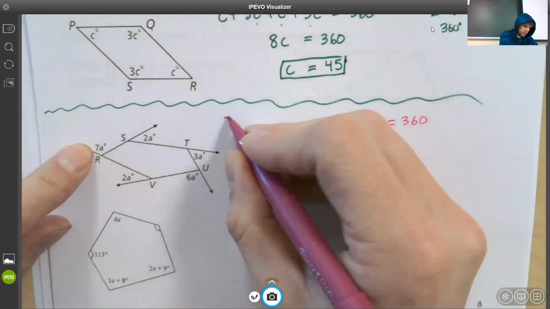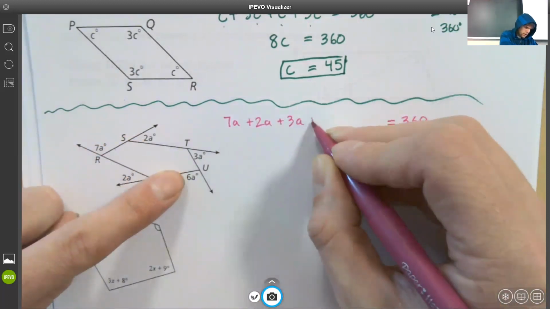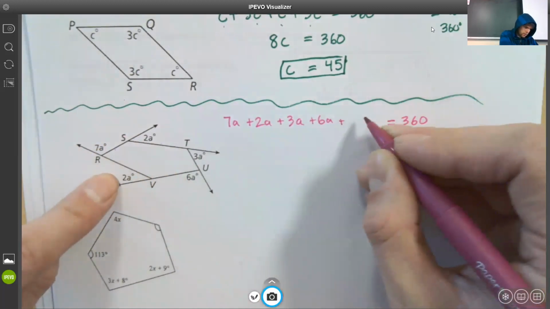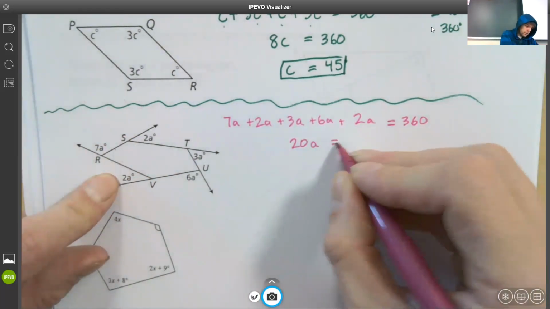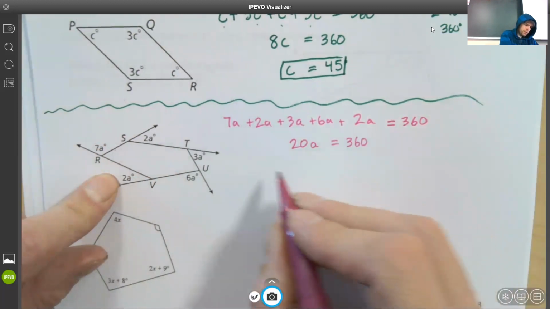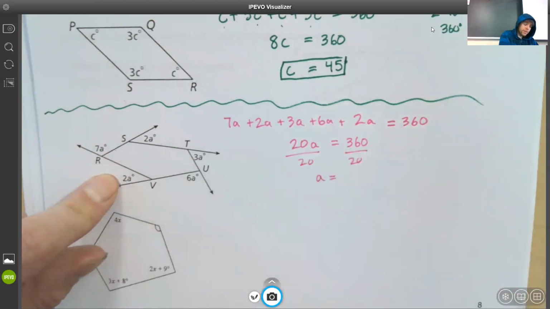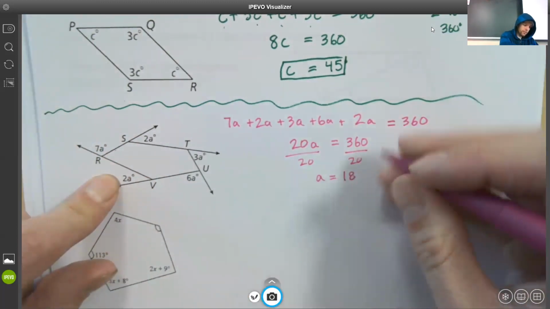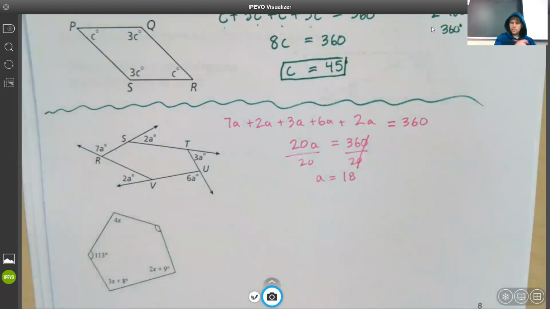So anyway, let's add these all together. That's 7a plus 2a plus 3a plus 6a plus 2a. Adding these all together, we get 20a equals 360. And then we divide both sides by 20. We figure out the value of a in this case is 18, right? Same thing as 36 divided by 2. And then if we wanted to, we could now take this value and solve for certain angles, but we're good with that.